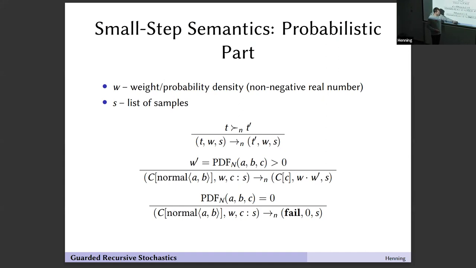If that fails, it's something that can never basically be drawn, but then we just fail. So this is where you see the hard constraint. The computation fails, it has weight zero and you stop. Okay, does that make sense? So these are the two parts: the deterministic part and the probabilistic part.